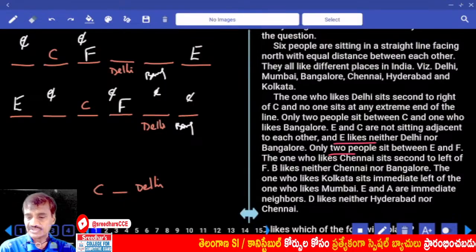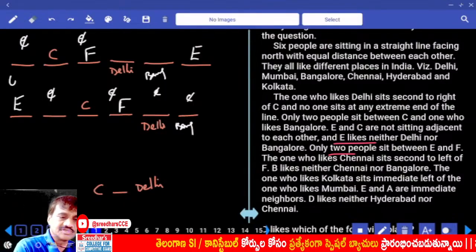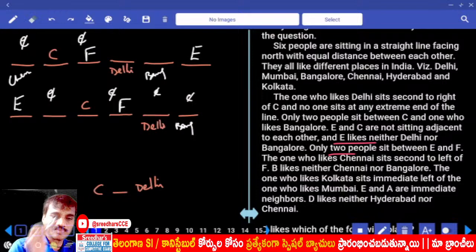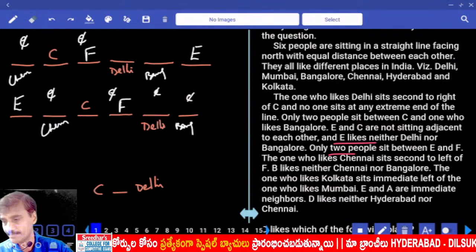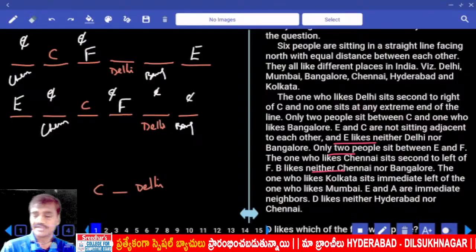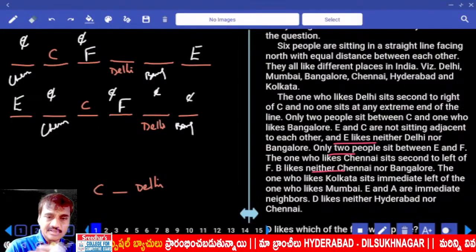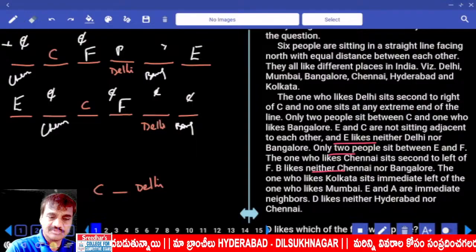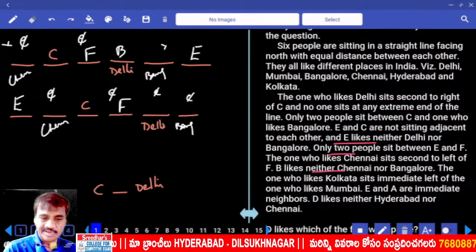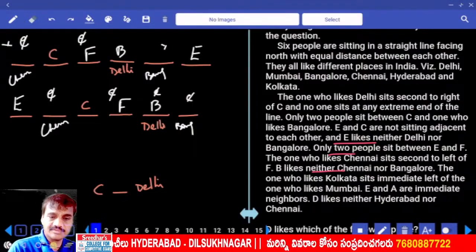The one who likes Chennai sits second to the left of F. Chennai sits second to the left of F. And B likes neither Chennai nor Bangalore. B, neither Chennai nor Bangalore. B cannot be here, cannot be here, hence B must be here. Neither Chennai nor Bangalore, hence B must be Delhi.